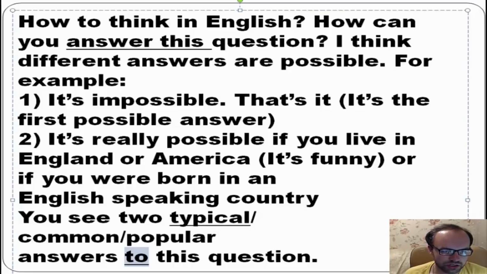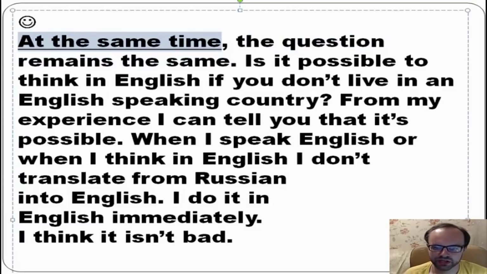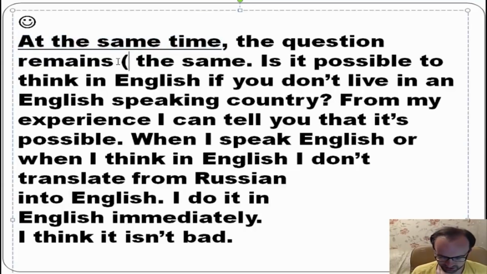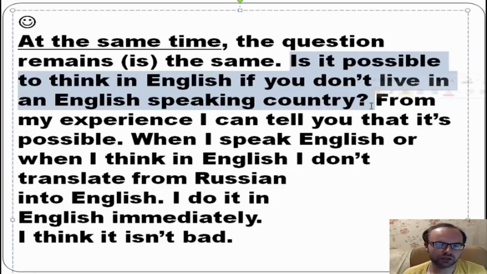So what is next? The question is, at the same time, a good phrase for speaking, and you can use it in your English speaking practice. At the same time, the question remains the same. Remains means the question is the same. We haven't answered it yet. Is it possible to think in English if you don't live in an English-speaking country? If you don't live, let's say, in America or in England, is it possible or not?